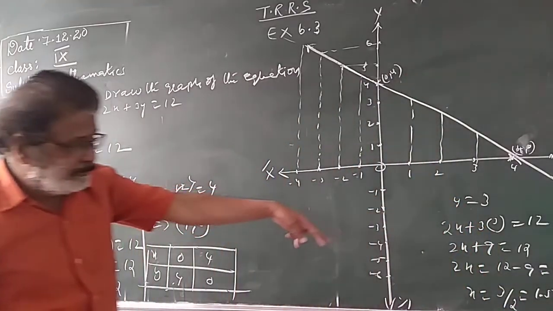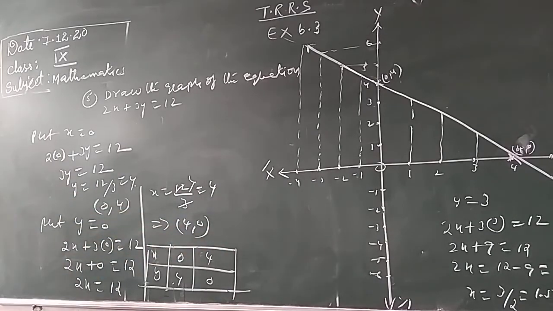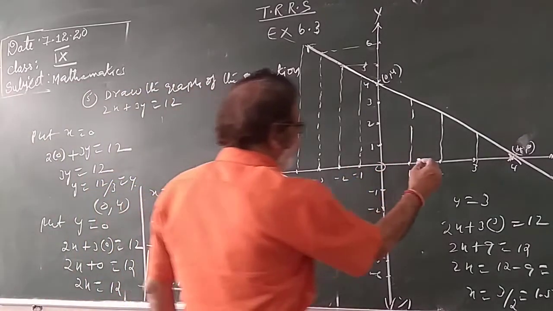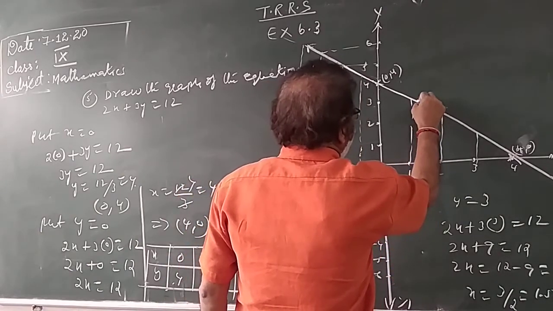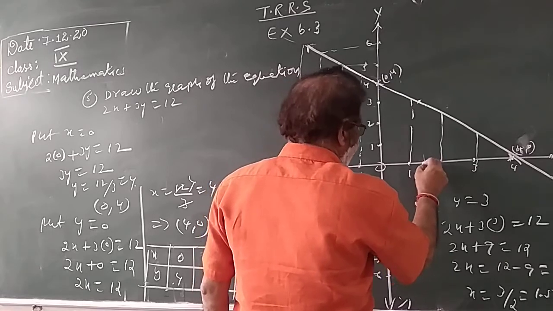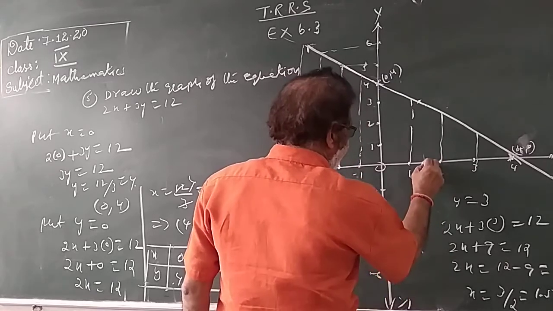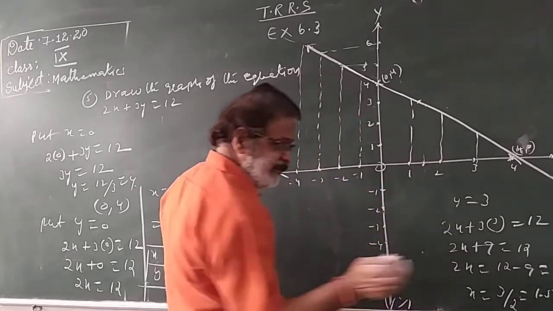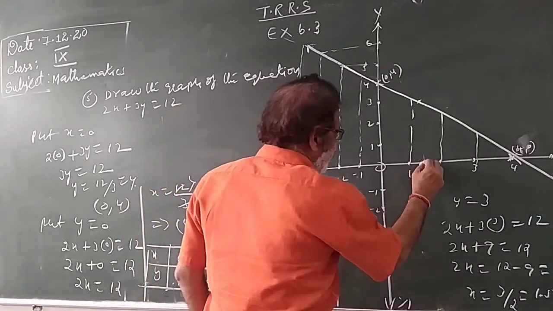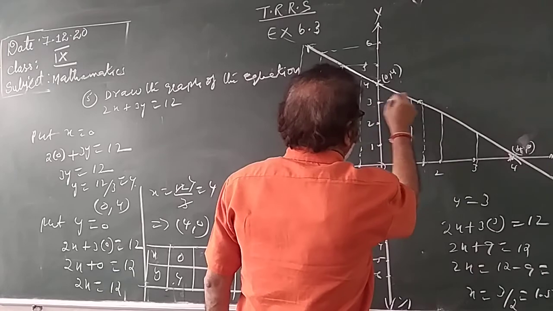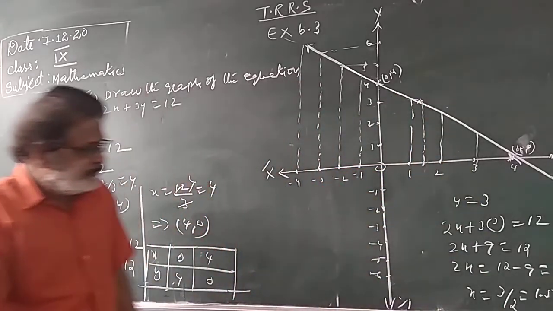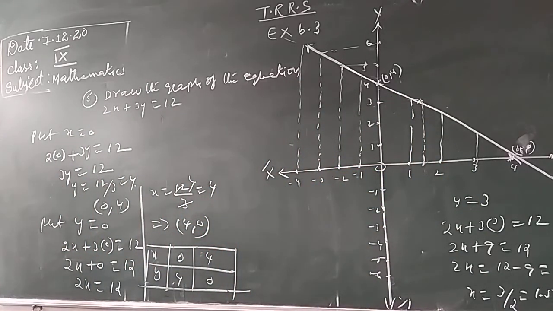So when y is equal to 3, the x coordinate is 1.5. See here, x is 1.5, which is between 1 and 2, and the y coordinate is 3 here. Like this you can find out.